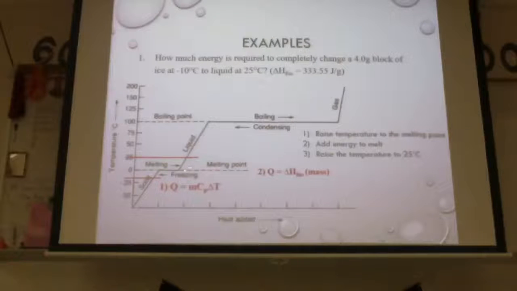Alright, then I'm raising the temperature from the melting point to 25 degrees Celsius. What formula do I use? Q equals mass times specific heat times change in temperature, mCΔT. Yeah. So my total energy is each one of these Q's added together. So I have to do 3 calculations and then add them together. That's complicated. So I'm going to go to the next slide where we actually calculate this out.